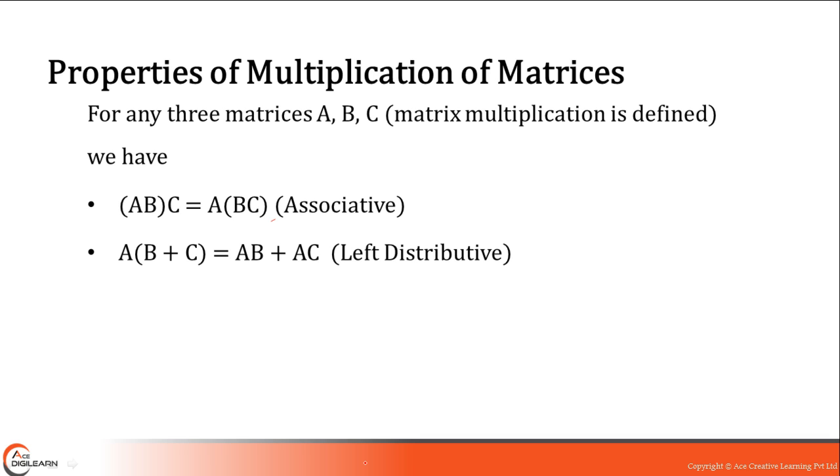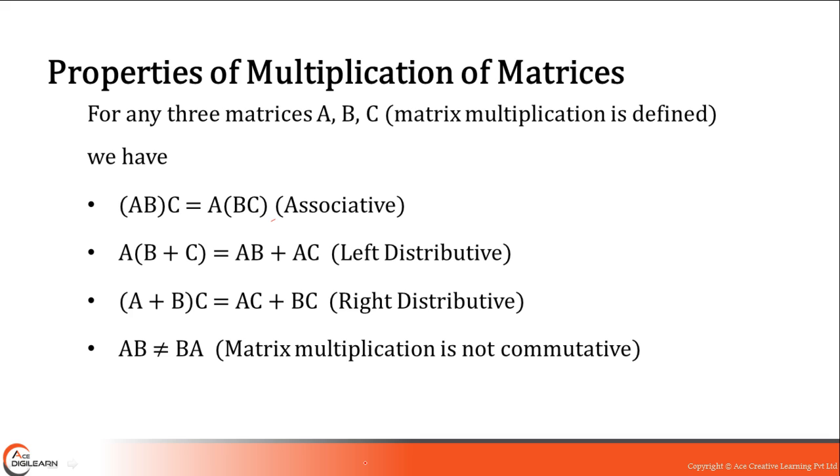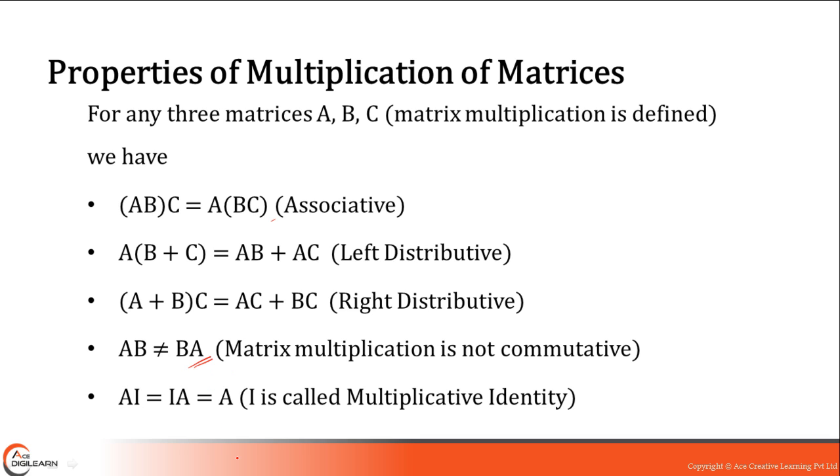Next, distributive property. A into B plus C equals to AB plus AC, and A plus B into C equals to AC plus BC. Next, matrix multiplication is not commutative. And finally, AI equals to IA equals to A, then I is called the multiplicative identity.